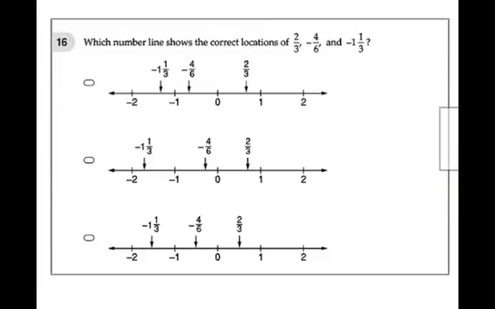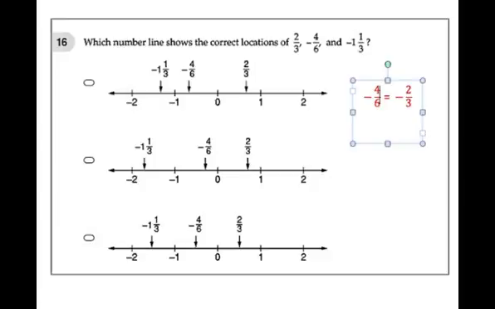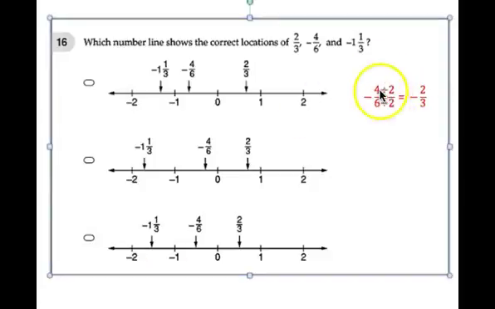So $16. It says which number line shows the correct locations of 2/3, -4/6, and -1 1/3. Now, before we go any further, -4/6 is the same as -2/3, because if you divide the numerator and the denominator by 2, you will get 2/3. Divide by 2, you get 4 divided by 2 is 2, and 6 divided by 2 is 3. So -4/6 is the same as -2/3.